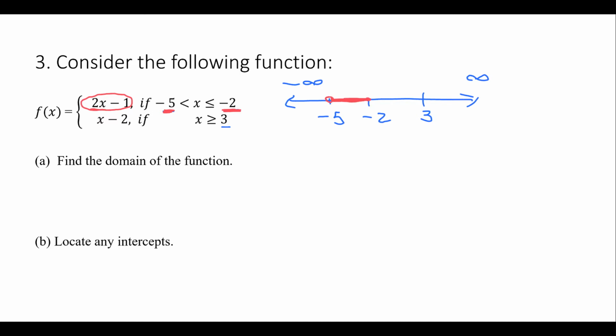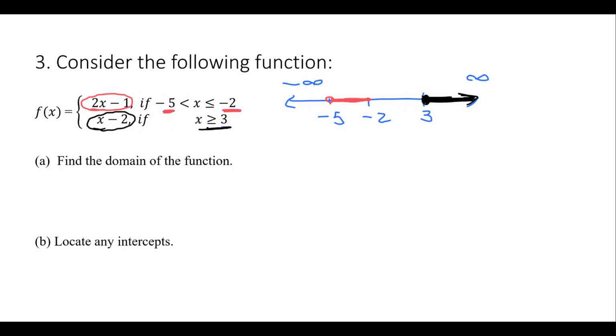Now let's do it in black. The definition of x minus 2 is defined for only those x's that are bigger than 3. So the red and the black show the places where the function is defined. So which x's were used in the construction of this function? The only x's that were used were the ones between negative 5 and negative 2, and the ones above 3. Anything else has not been used to create this function.